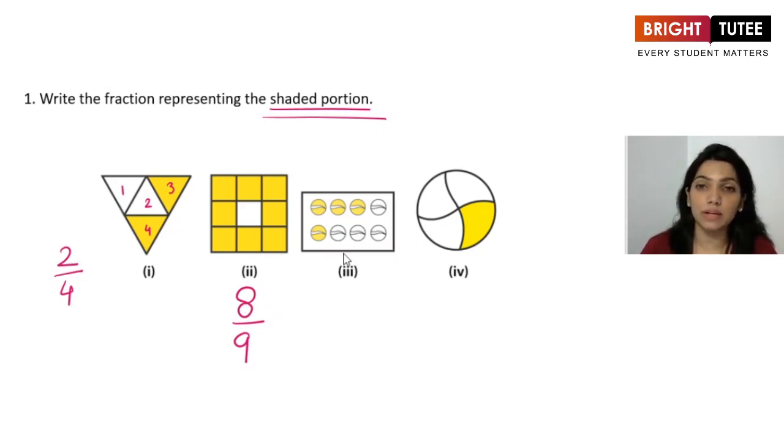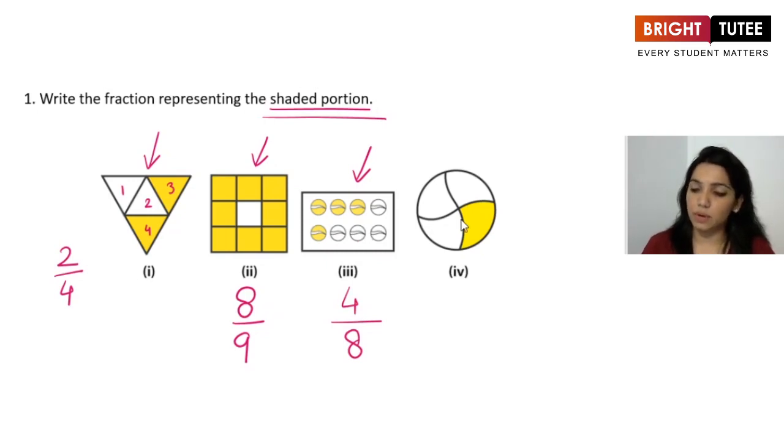Now in the next one, how many total balls do you see? Now look at this carefully. Here, single triangle was shaded. Here, single box was divided into certain parts. Now we have got certain number of balls. So it is group of something. Okay. So how many balls do we have? 1, 2, 3, 4, 5, 6, 7, 8. And out of 8, how many do we have shaded? We have 4 balls shaded.